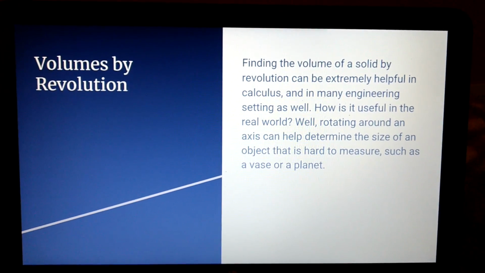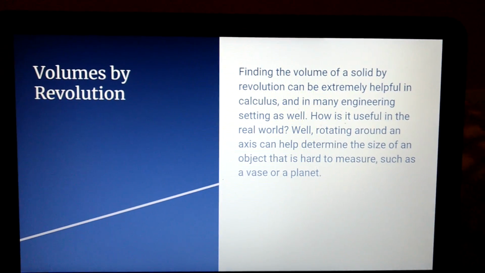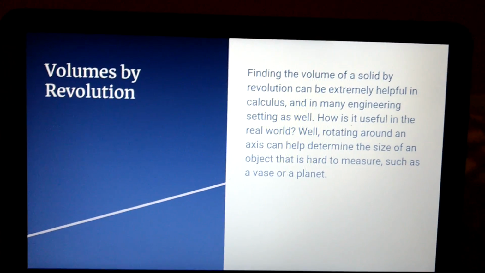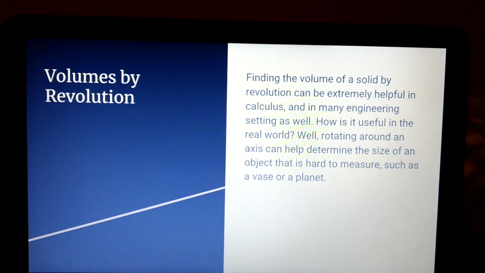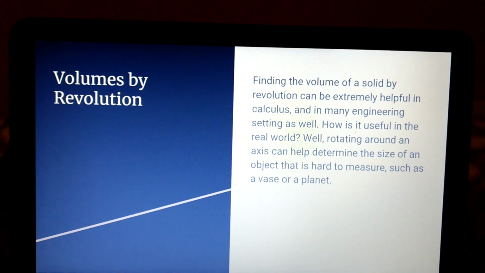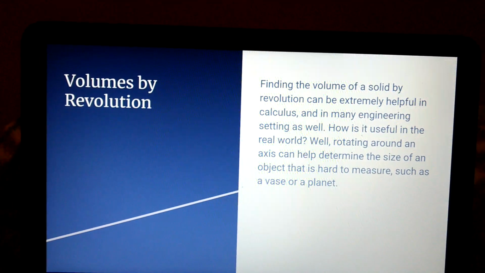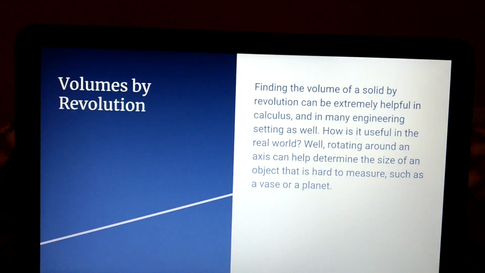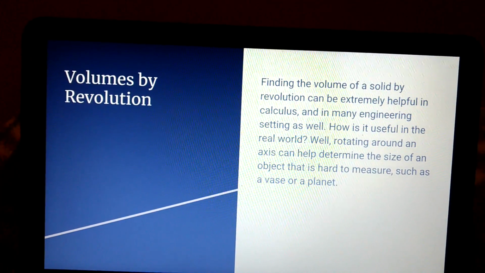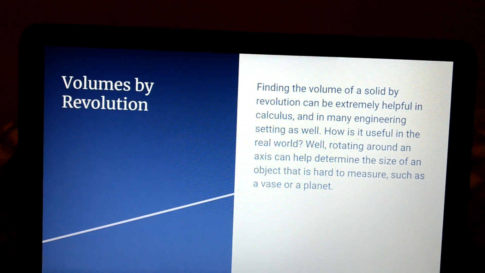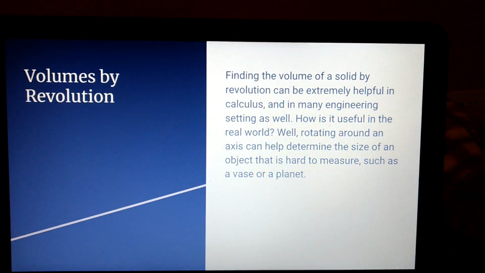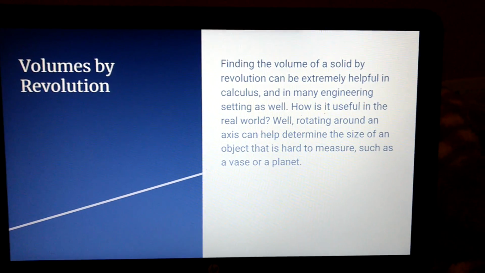which is great for math. But it's also really good in the real world because you can use this same concept to measure the volume of objects that are harder to measure with traditional tools, such as very large buildings or vases with unconventional curvatures, and even things such as planets out in outer space, because you can't quite get out there and take a measuring tape to them, now can you?